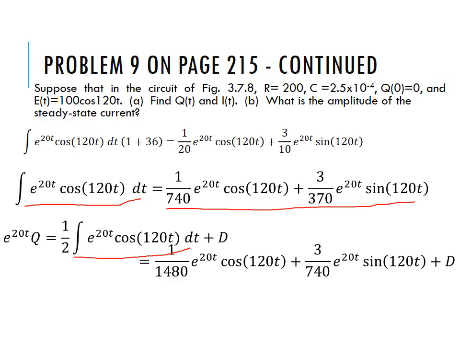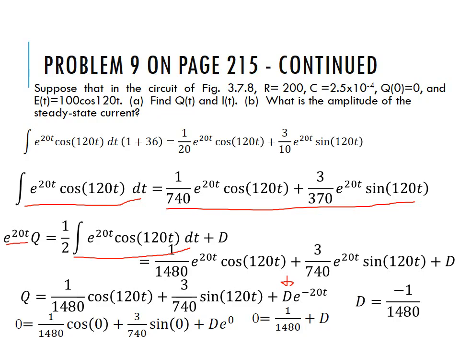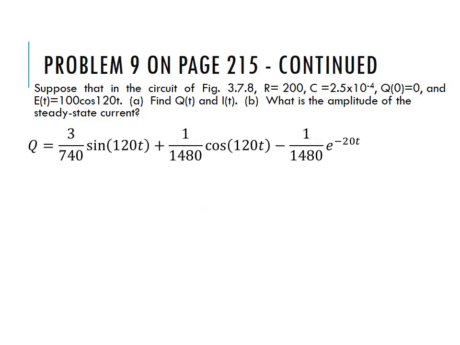So now I have that expression, and I just have to solve for q. So now all I have to do is divide through the whole expression, and I get my q as this. Well, I got to find my initial condition. At t equals 0, q equals 0. Sine of 0 is 0. E to the 0 is 1, so I get this. So d has to equal negative 1 over 1,480. Plug that back into my solution to my differential equation.